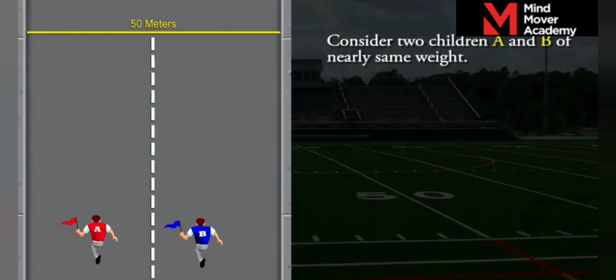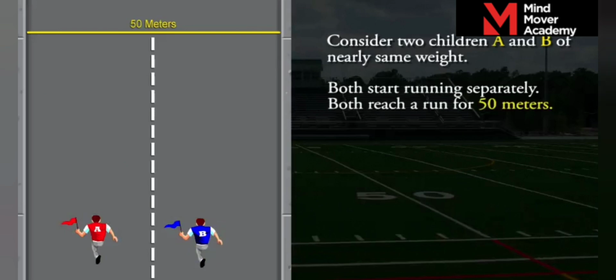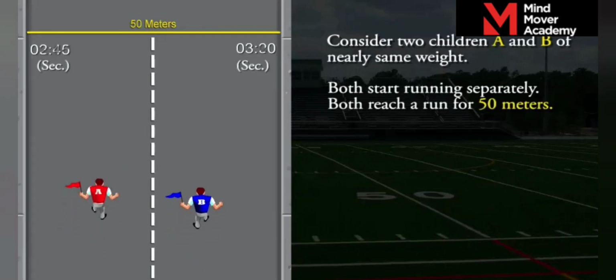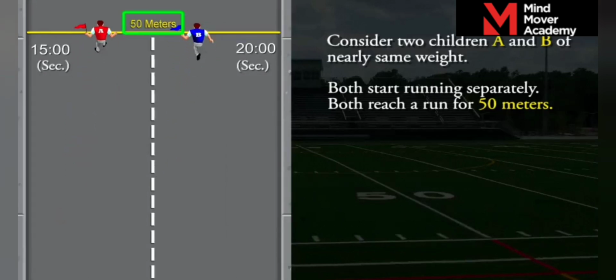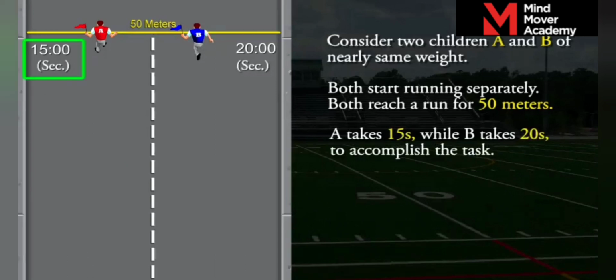Consider two children, A and B, of nearly the same weight. Both start running separately. Both run for 50 meters. Let us say A takes 15 seconds, while B takes 20 seconds to accomplish the task.